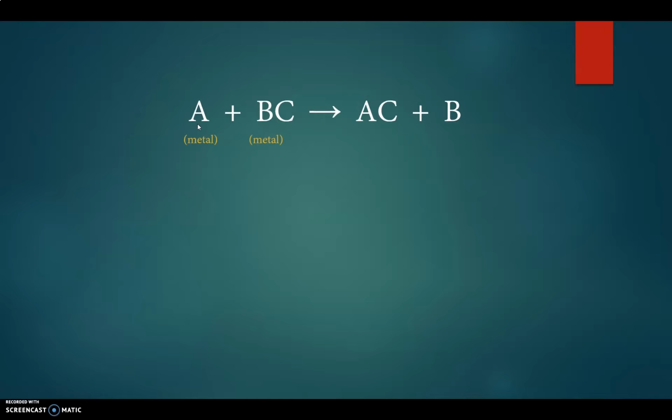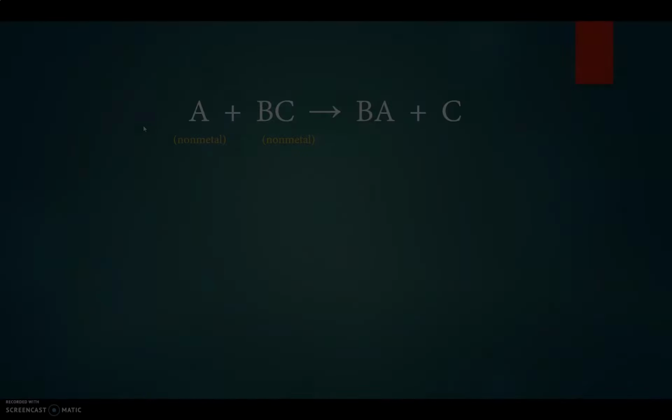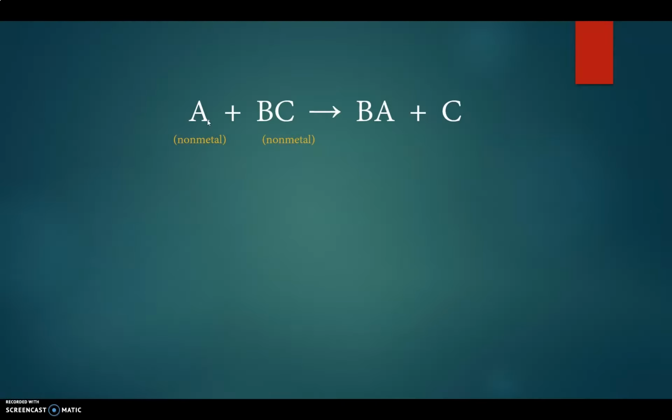If A is a metal, it's going to switch places with B, which is the other metal, and so A will end up bonded with nonmetal C, and metal B will end up by itself. If A is a nonmetal, then it's going to trade places with C, which is the other nonmetal, and then metal B and nonmetal A will form a new compound, and nonmetal C will end up by itself.